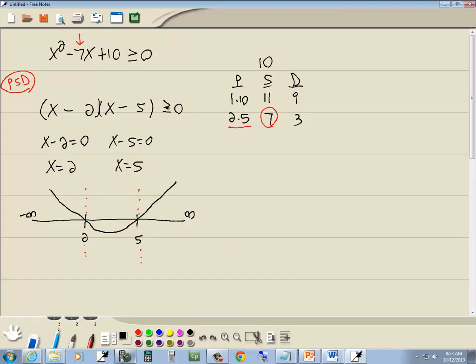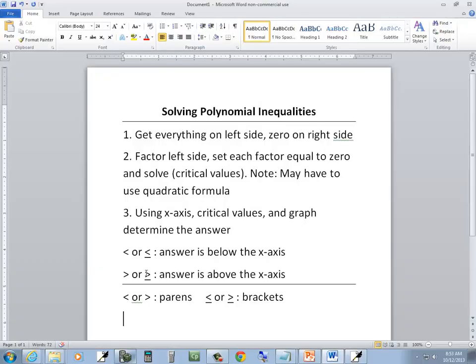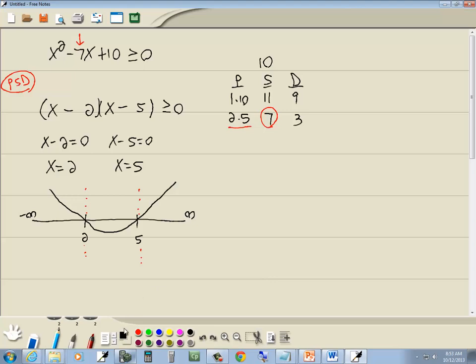We have a greater than or equal to in this problem. So greater than or equal to says the answer is above the x-axis. Well, here's the x-axis. This is where the graph is above. And over here the graph is above the x-axis. So this first interval goes from negative infinity to 2. This one goes from 5 to positive infinity.